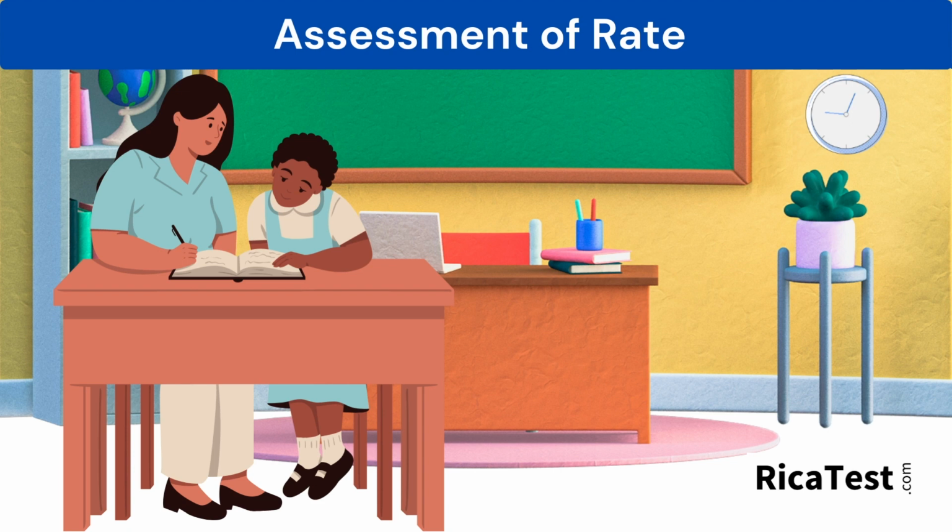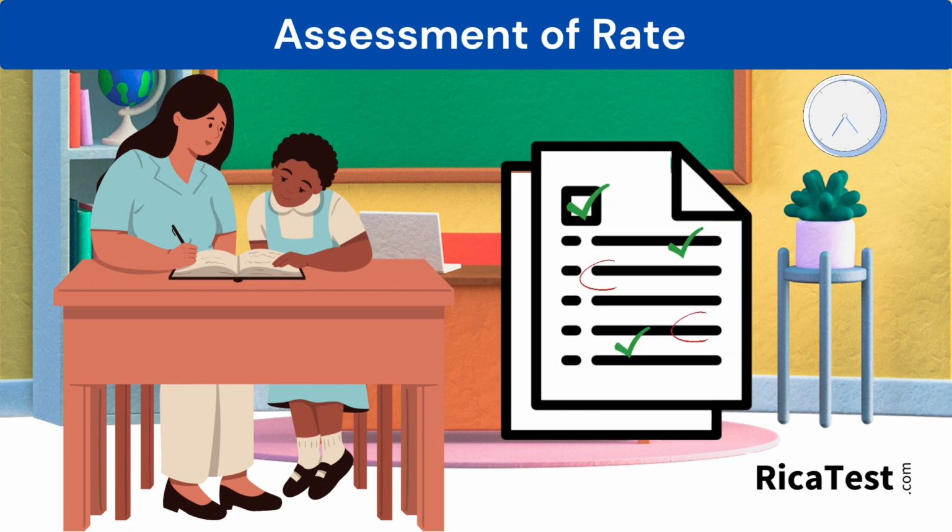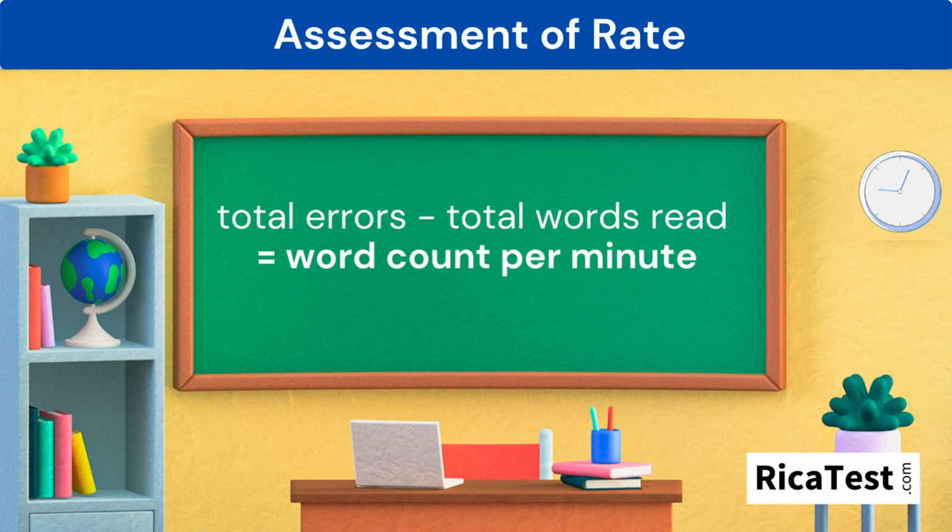Can you think why that would be the case of measure for students' reading rate? Well, it's because the objective isn't for the student to complete the text, but to measure how many words in a minute the student can read. Once the student is ready, they can begin. At this time, the teacher records omitted, substituted, inserted, and other reading errors. Once the 1 minute is complete, the teacher subtracts the total number of errors from the total number of words read to find the student's word count per minute.